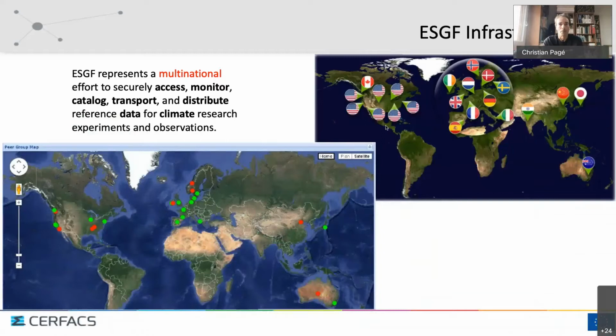So I begin with the main infrastructure behind all those portals, which is the ESGF infrastructure. It is a multinational, worldwide effort to give access to climate simulations that are produced by several countries and several institutes. And it's really the reference to provide data for climate research, to get access to those experiments and observations.